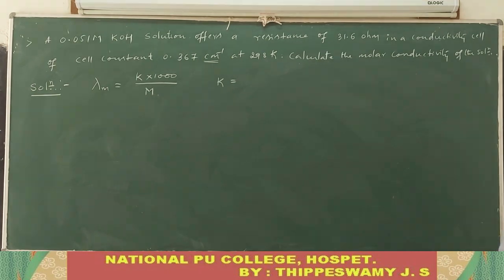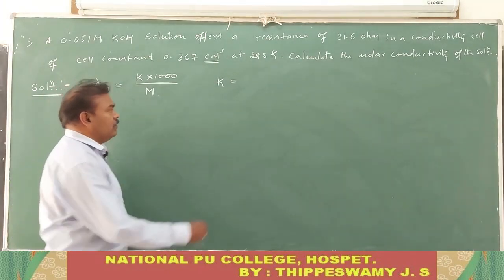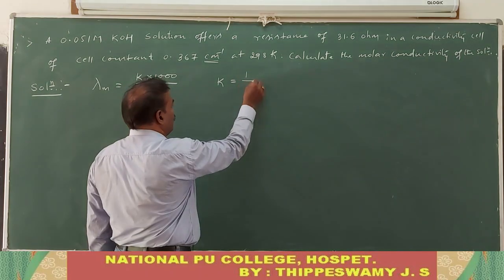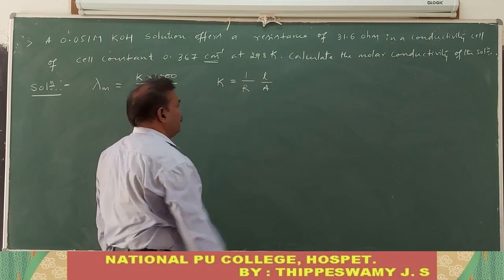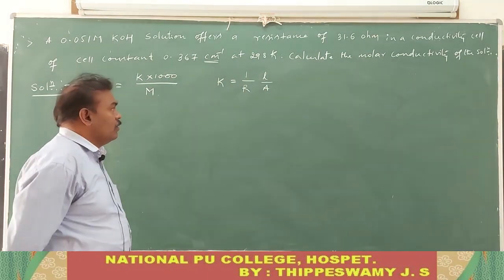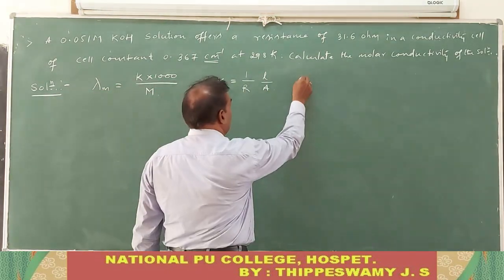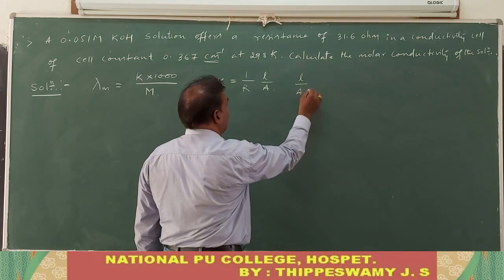Specific conductivity K is equal to what, you know? K is equal to 1 by R into L divided by A, we can take. Is it not? L by A here, you know? L by A is equal to the cell constant.